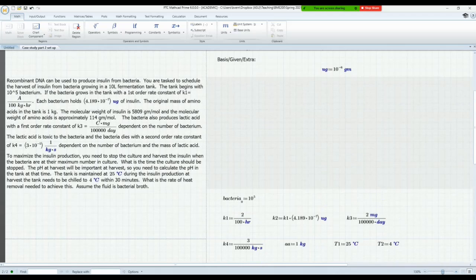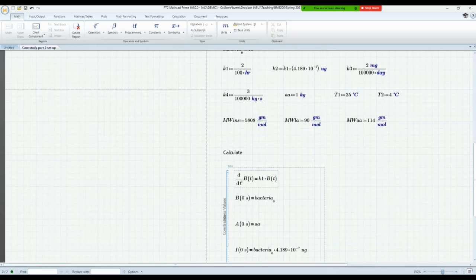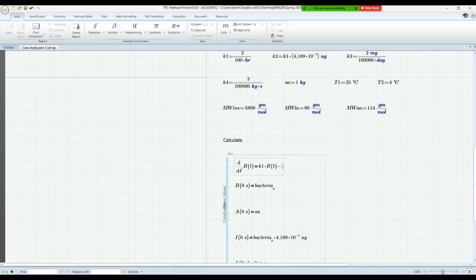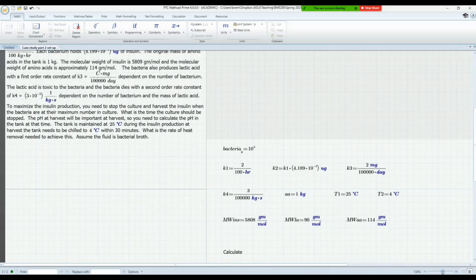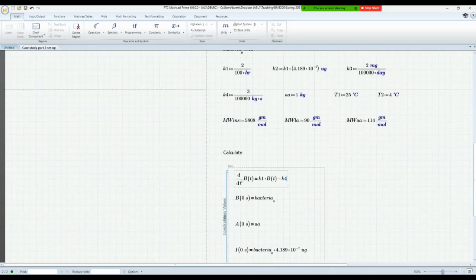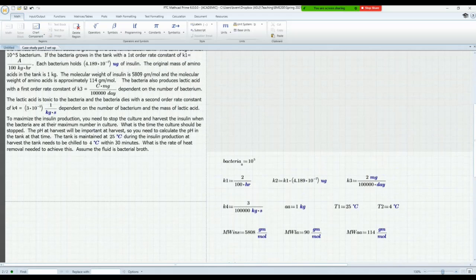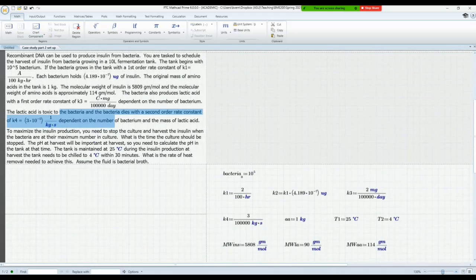The bacteria produces lactic acid. The lactic acid is toxic to the bacteria, so it dies on a second order rate constant of this, dependent on bacteria and the lactic acid. So this one is going to be a minus because it's dying now, of K, was it K what? K3. The bacteria dies by K4 actually. This is K4 times, and it said in the problem statement here that it's dependent on the bacteria and the lactic acid.